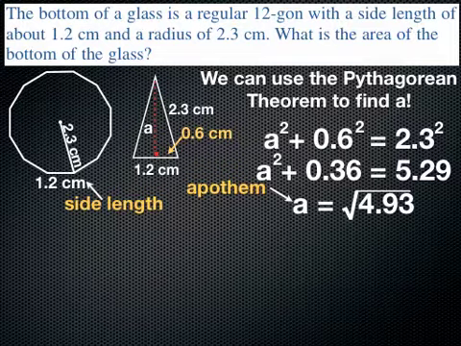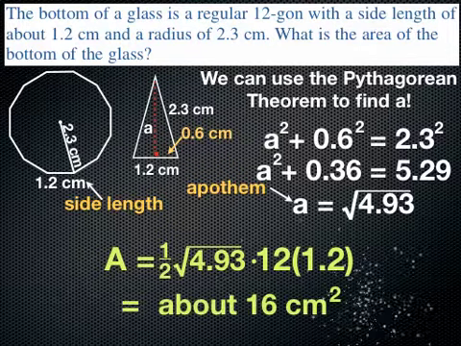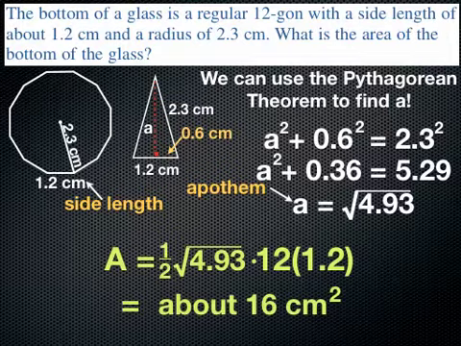My side length is given to me. It's 1.2, and I know that the number of sides is 12. I'm ready to use the theorem. Area equals 1/2 the square root of 4.93 times 12 times 1.2. Plug this into your calculator and you get about 16 centimeters squared.